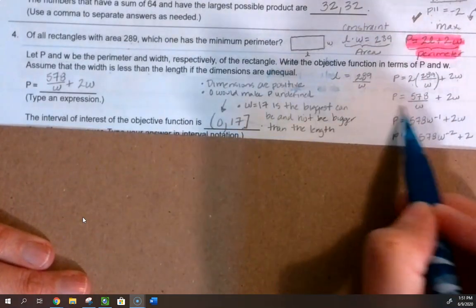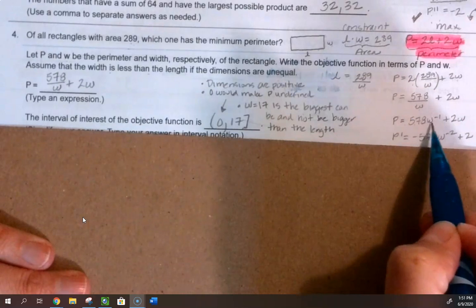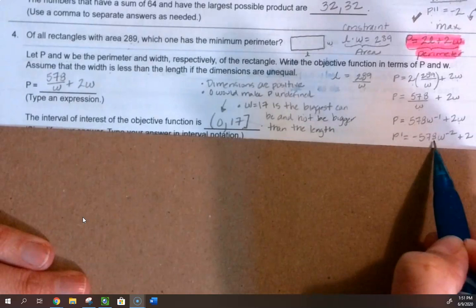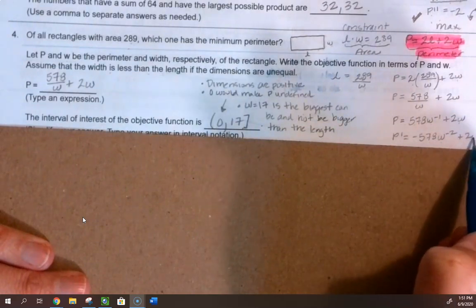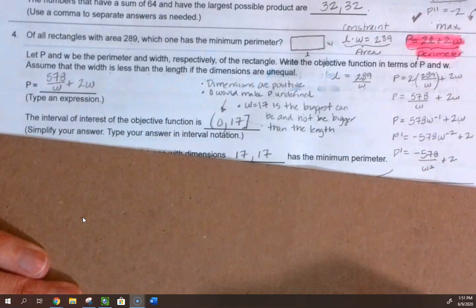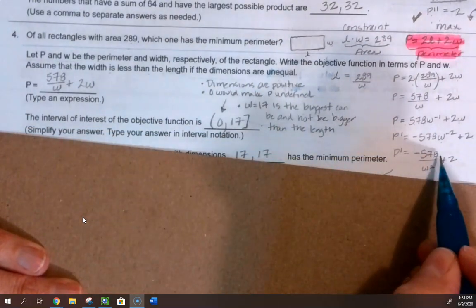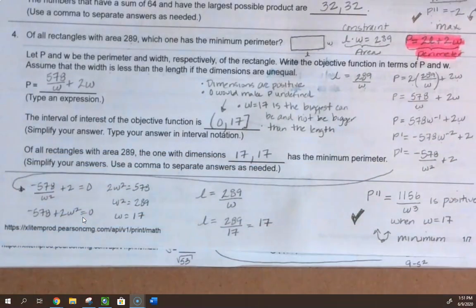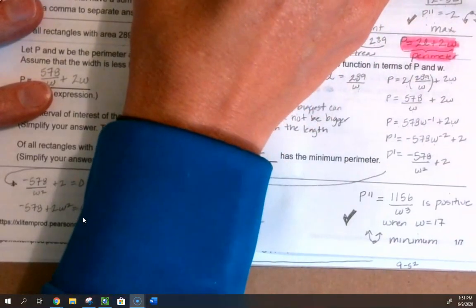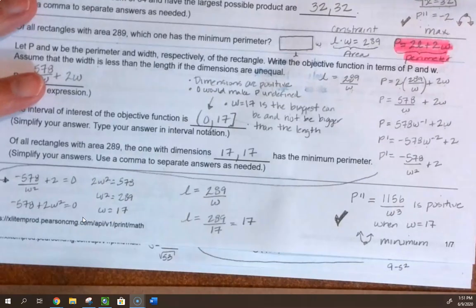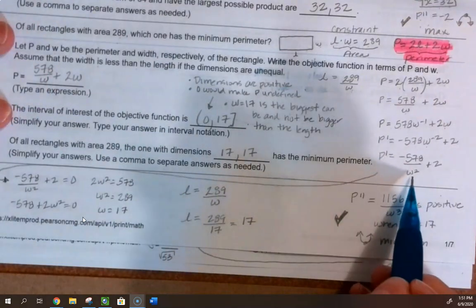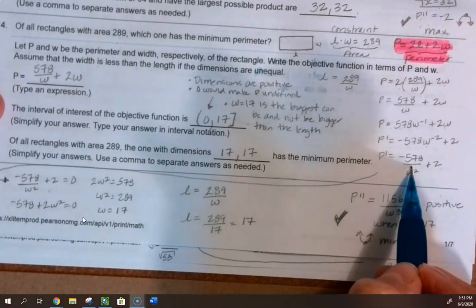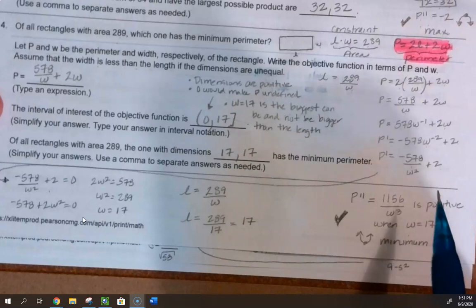I'm going to take the derivative of this. So I rewrote it as 578W to the negative 1 plus 2W. Take the derivative, I get negative 578W to the negative 2 plus 2 as my derivative. Rewrite that as negative 578 over W squared plus 2. And I moved all the way over here because I had some more room. Okay. And take negative 578 over W squared plus 2 and set it equal to 0. Again, we're taking the derivative and setting it equal to 0 so we can find where the maximums and minimums are.